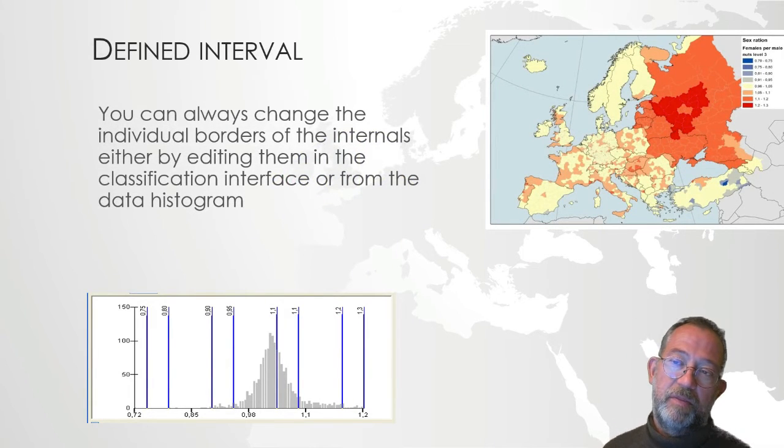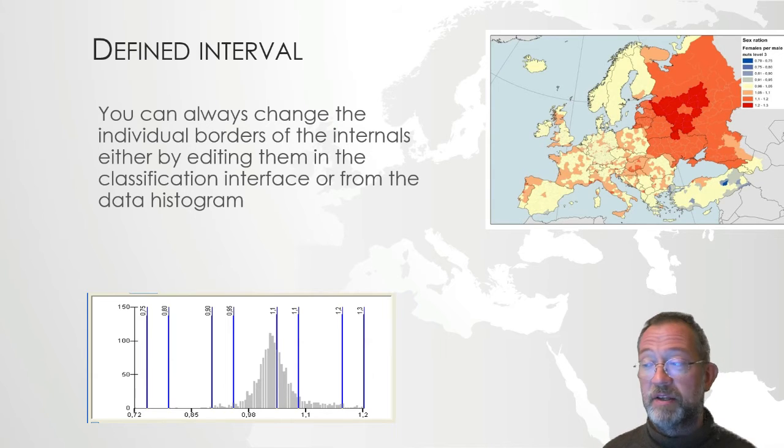I skipped this one, but basically you can always go in, never mind how you created your categories or which type you started with, and create your own by changing the values. This is typically something you'd want to do if you have some theoretical reason for why intervals will be as they are. You say that if more than half of the population does not have more than a primary education, we might have an educational deficit. Or if we have more than 10% more males than females in the population, we might have a demographic problem.